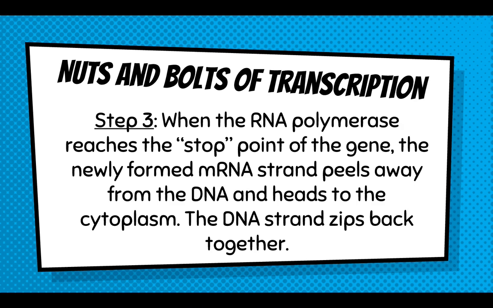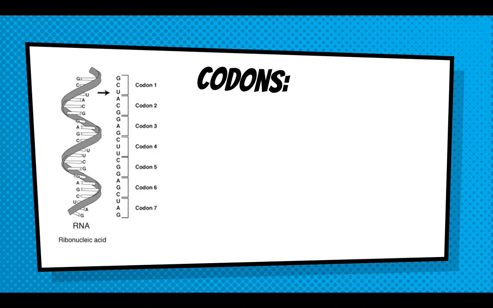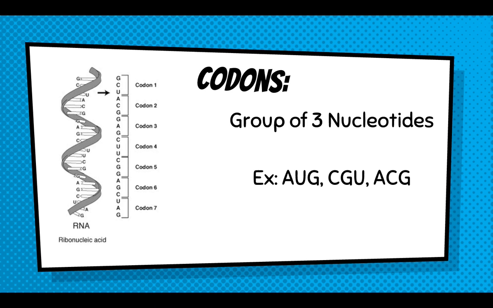A quick word to remember when we're talking about DNA, transcription and translation is the word codon. A codon is a group of 3 nucleotides. We refer to codons especially during transcription and translation, for a purpose that you'll see more in translation, but we always refer to DNA in sets of 3 letters. So, for example, AUG, that's one codon. Another codon is CGU or ACG. Any combination of any 3 letters that come in a row makes up a codon.